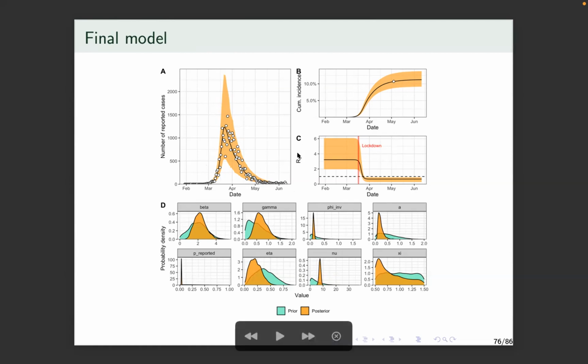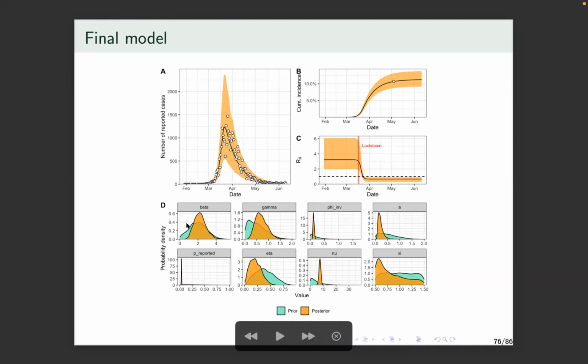For instance, we can look at the value of R0. So the model infers that R0 was above 3 before the lockdown and becomes below 1 after maybe like half a month after the lockdown. So we can analyze the value of the parameters inferred by the model.